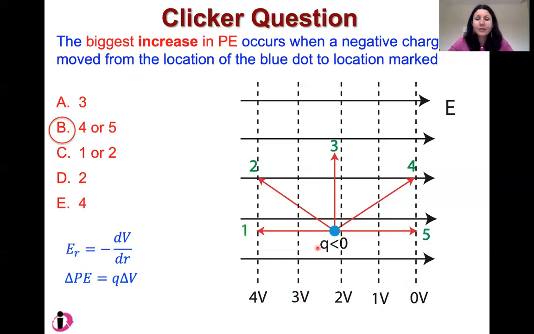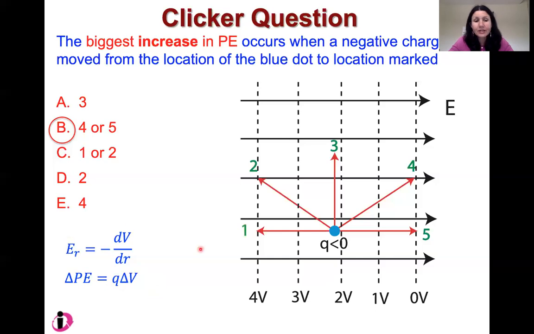But to answer this question, what was really most important is to use this equation. We want to figure out the biggest increase, so we want to see where delta P is increasing. To do that, we have to figure out where delta V is increasing, or actually where delta V is decreasing, because the Q is negative.